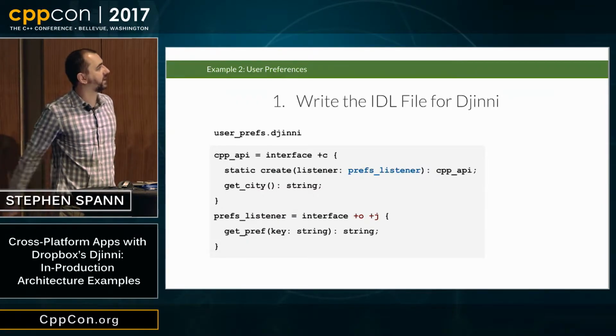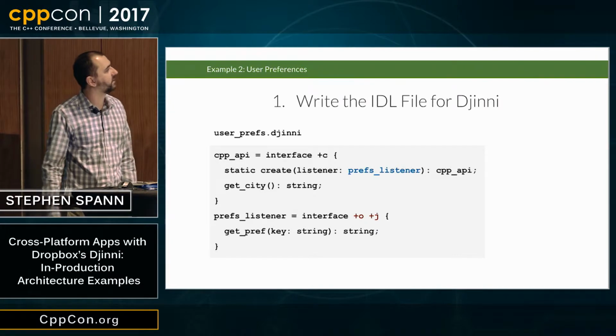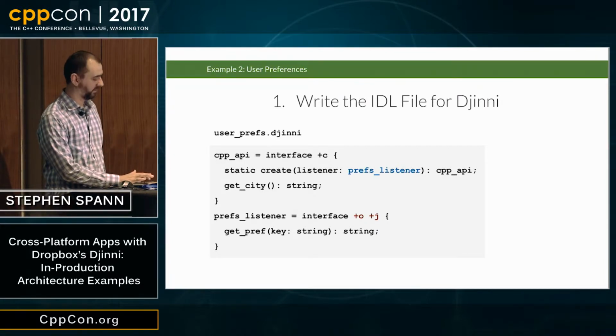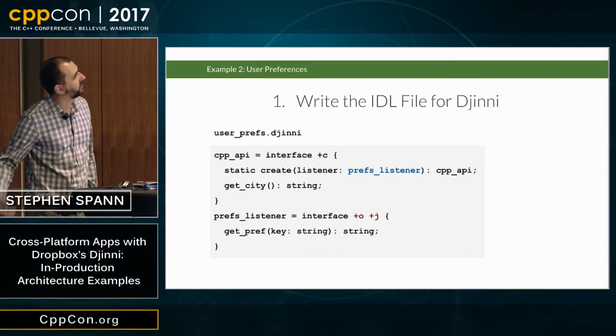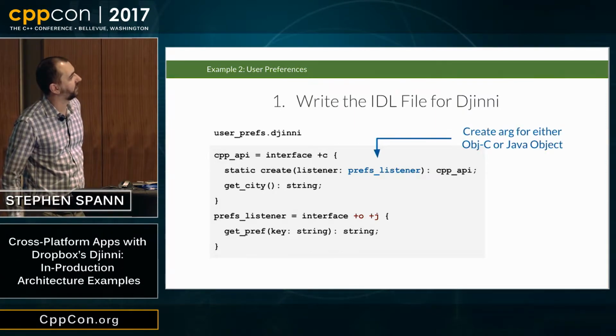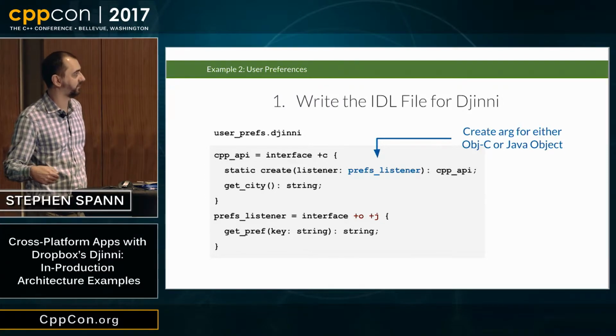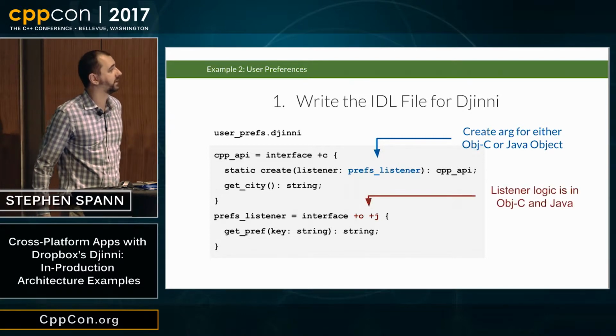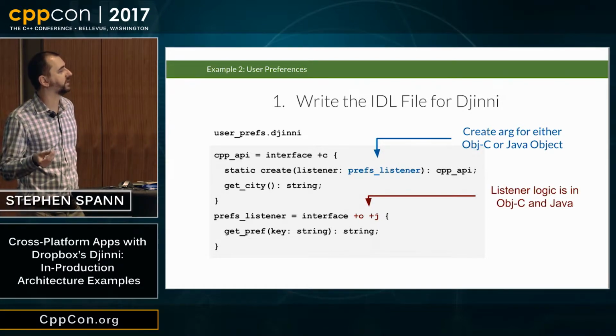So let's write our IDL file this time. There's a few different things to look at here. We have two interfaces, first of all. We've added an argument to our create, the value of which is our listener. And our listener now has different, we're telling Djinni to make it in different languages. So we're telling it to make an interface in both Objective-C and Java.